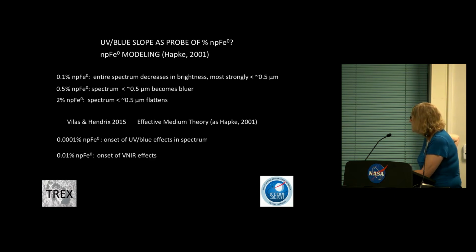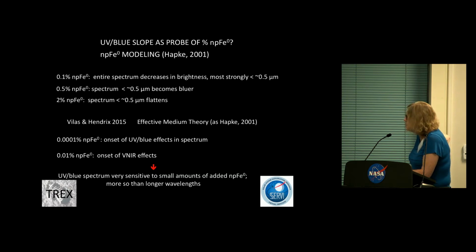Take a look at Hapke's model. I'm going to go through this fast. We remodeled it and determined, through a previous study, that we will see the onset of UV blue effects in a spectrum with a much smaller percentage of nanophase iron than before we start seeing the onset of this in the visible and IR, which means that the UV blue for the S-complex asteroids is more sensitive to the added npFe0, more so at the UV blue spectrum than at the longer wavelengths.